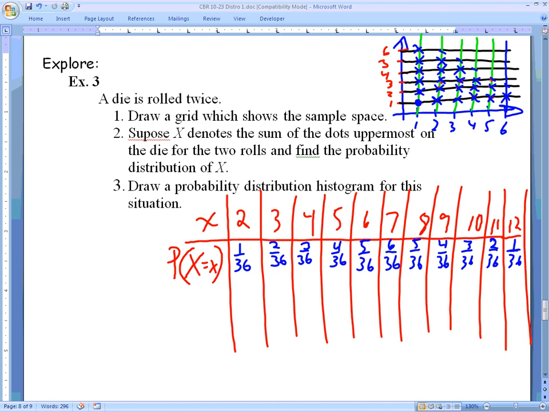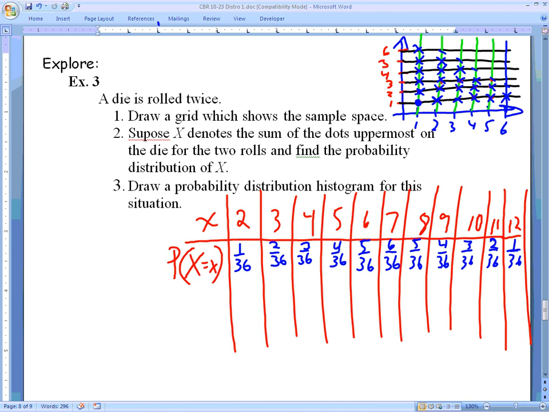That's 2 6s. So here's my probability distribution. Again, I should be able to add these up, and it should add up to 36. 1 plus 2 plus 3 plus 4 plus 5 plus 6 plus 5 plus 4 plus 3 plus 2 plus 1 gives me 36 out of 36, which is 1 whole. Now draw a probability distribution. It says histogram. I would argue that it shouldn't say histogram. It should just say column graph.